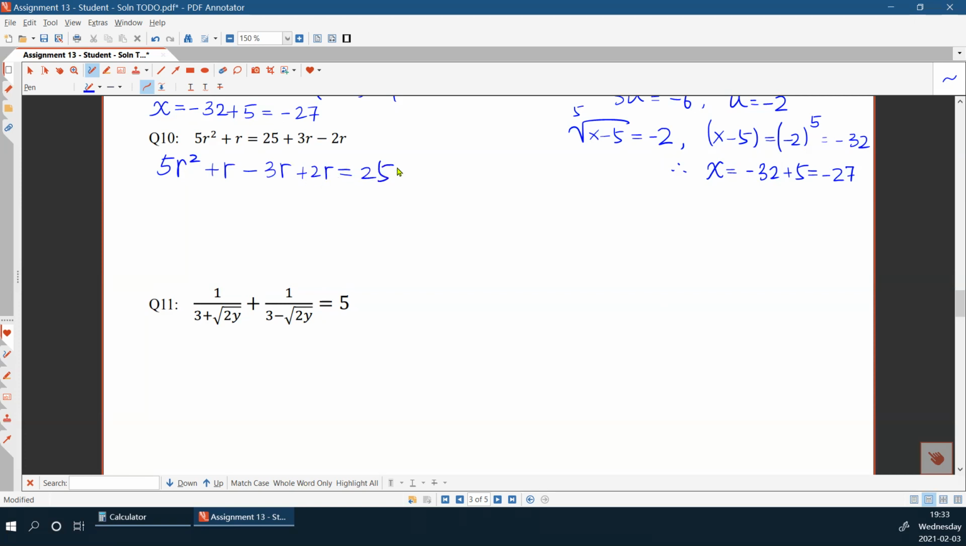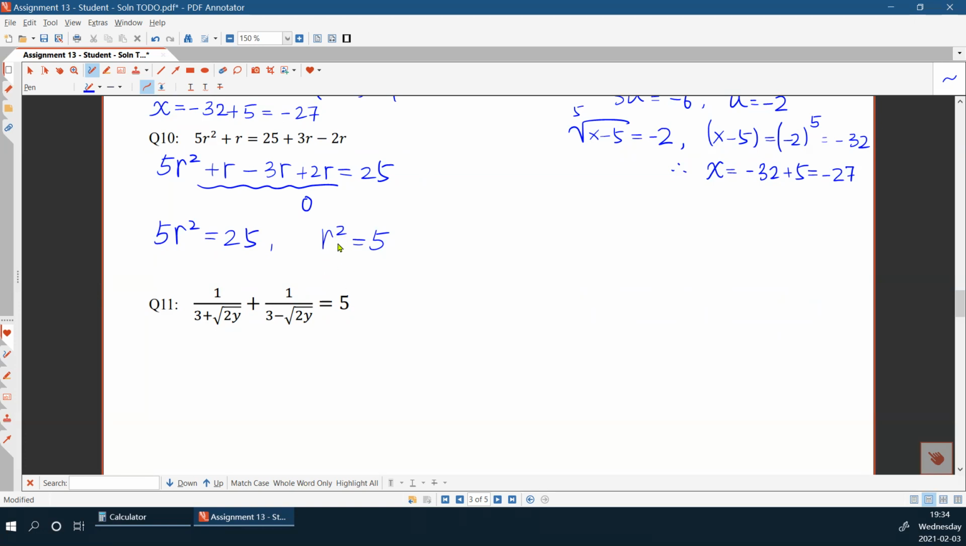We can put the constants on the other side of the equation. So here plus r plus 2r minus 3r is actually a 0, right? So this means we have 5r to the twice equals 25. This means r squared is 5, right? Okay, now this is a key step.